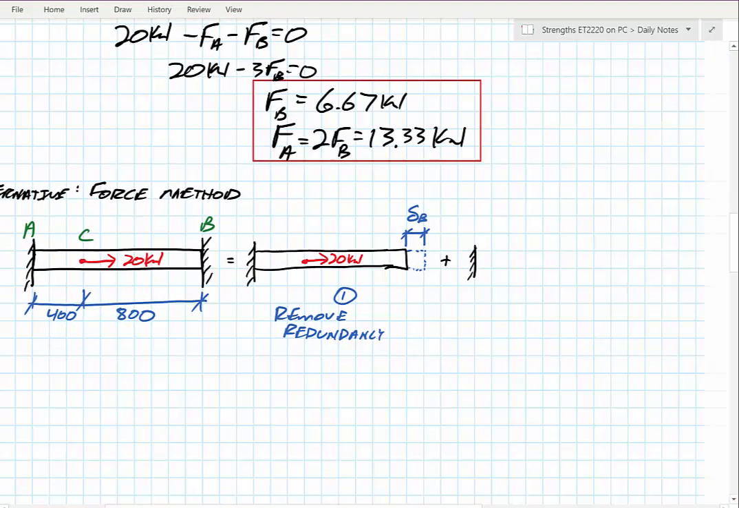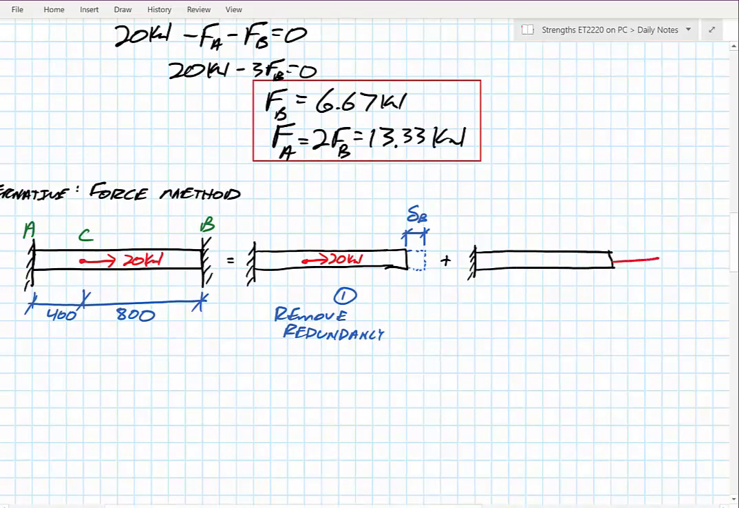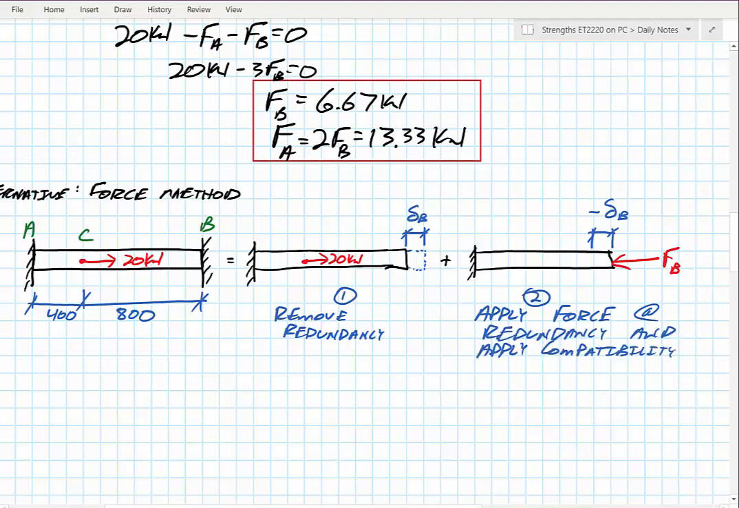apply a force, that's what we call this a force method, where we remove that redundancy. So I'm going to apply a force over here. This is my force at B. And if I apply a compressive force, now notice I'm not putting the 20 on there anymore, just that compressive force, this whole thing would shrink back down a certain amount, a negative delta B. So the second step is apply a force at the redundancy and apply this idea of compatibility.